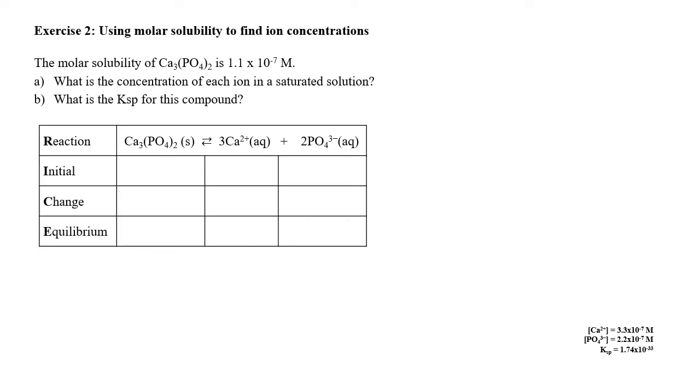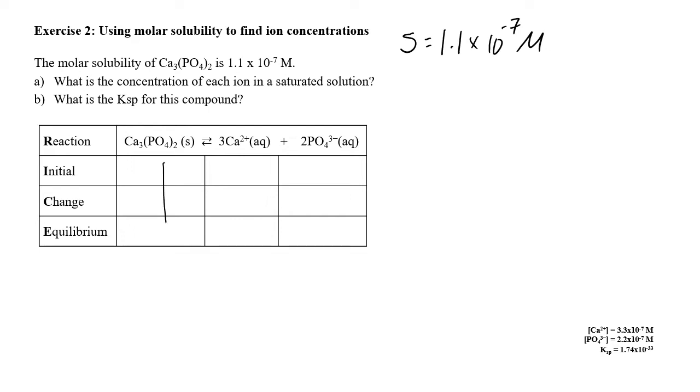If you'd like to pause the video and try this next problem on your own, go ahead, give it a whirl. If not, whatever, just keep watching. All right, so we're given the molar solubility of calcium phosphate is 1.1, so that's S equals 1.1 times 10 to the negative seventh molar. Wants to know what's the concentration of each ion in the saturated solution, and finally, what is the KSP?